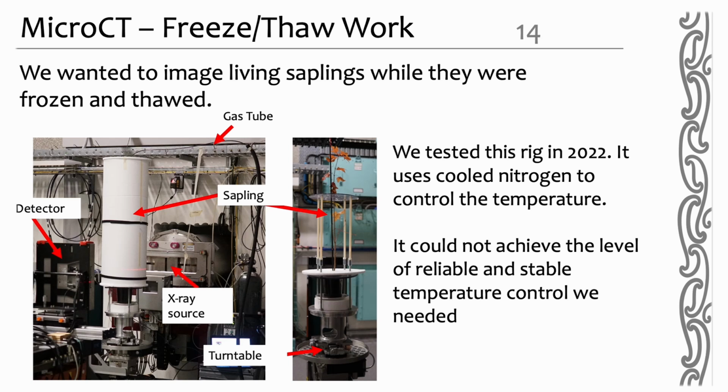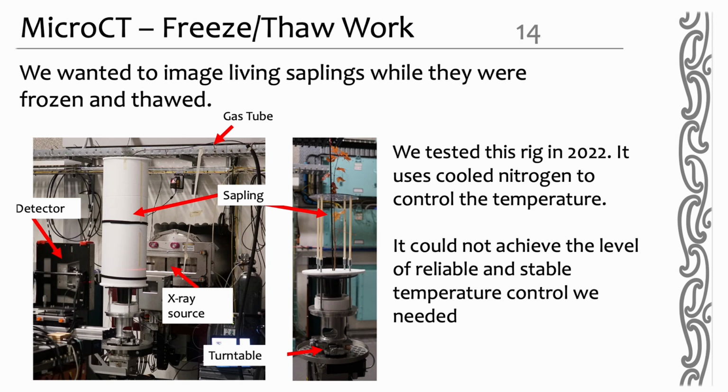Now this rig was, as I said, run in 2022. This is an improvement upon an earlier rig that was run by the PhD student I talked about earlier. That earlier rig used dry ice to rapidly freeze maple saplings and then imaged them as they slowly unthawed. For this rig we used a gas tube.